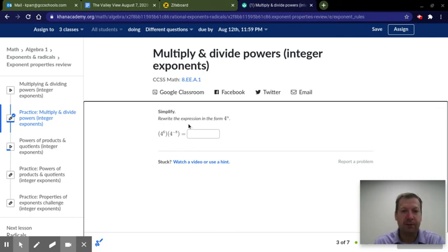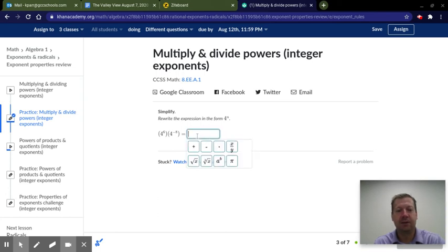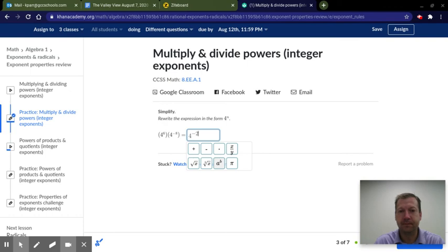Right here, I am multiplying. There's not a multiplication symbol right there, but when you have parentheses that touch each other, that means multiplication. So I need to add 6 plus -8. If I have 6 positives and I have 8 negatives, 6 positives will cancel out 6 of the negatives, and I'll be left with 2 of the negatives. So I would get an answer of 4 to the -2nd power.